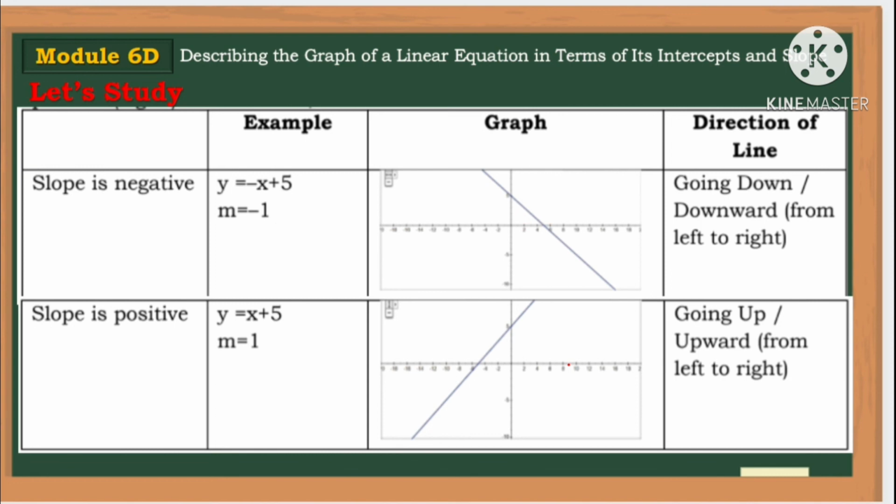Next, if the graph is given in slope form, the slope is negative 1, and the y-intercept is positive 5. The slope is negative 1 over 1, so downward. If the slope is positive, so m is 1, this is our graph, going up. So pag ganun lang. Okay.